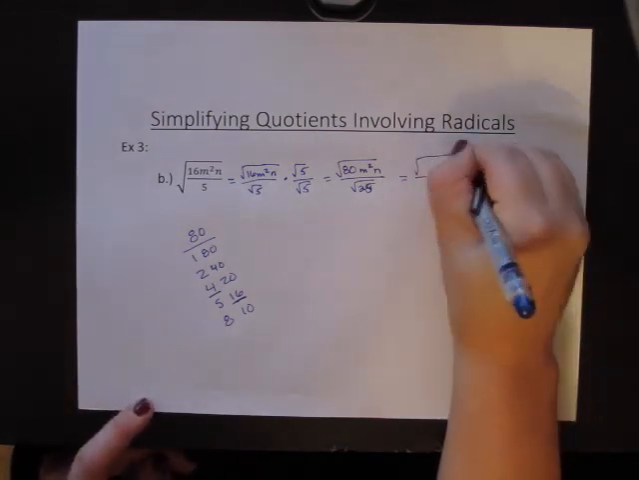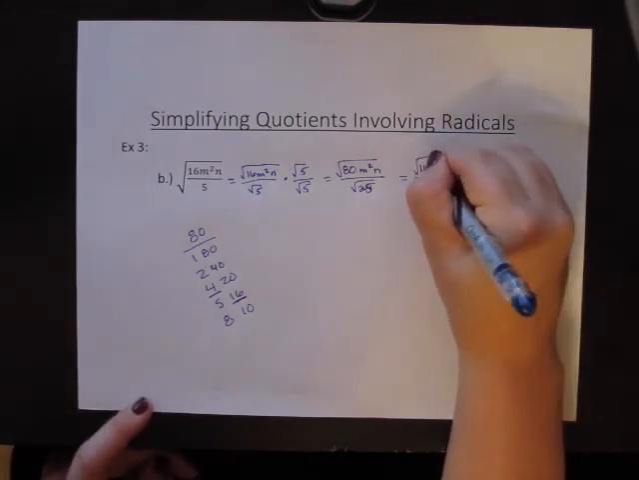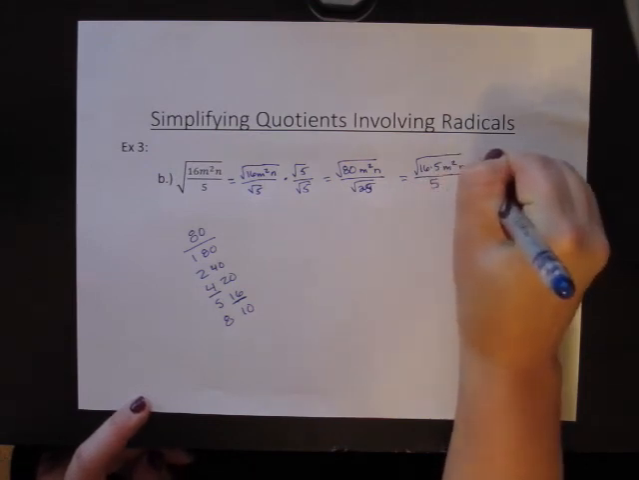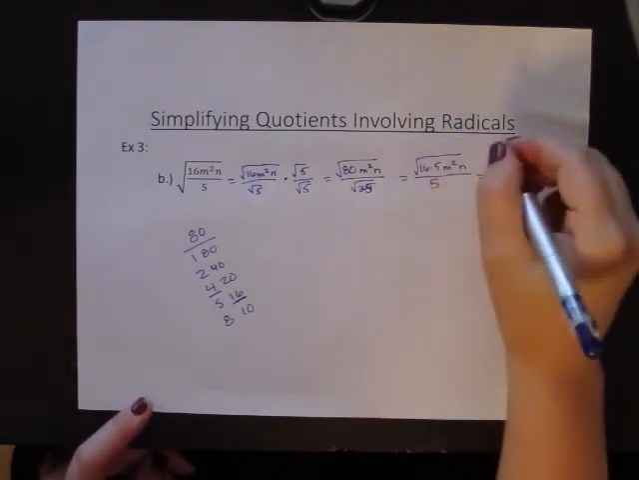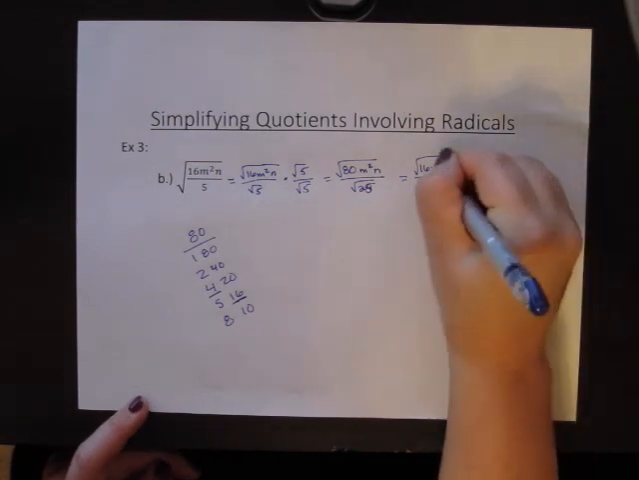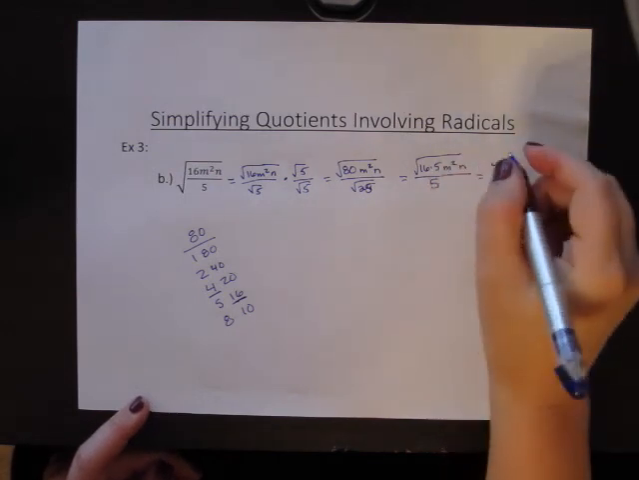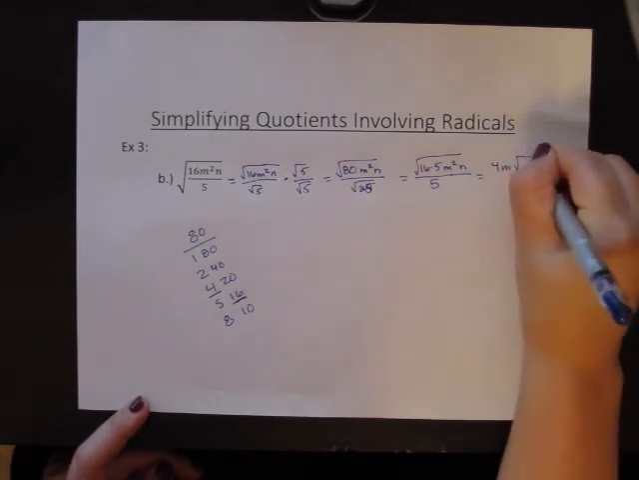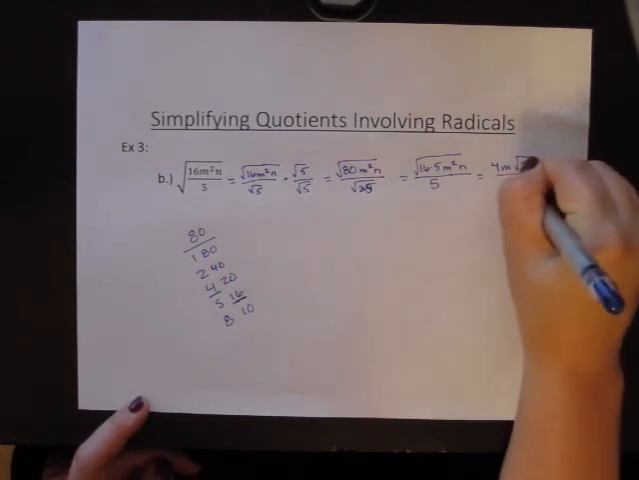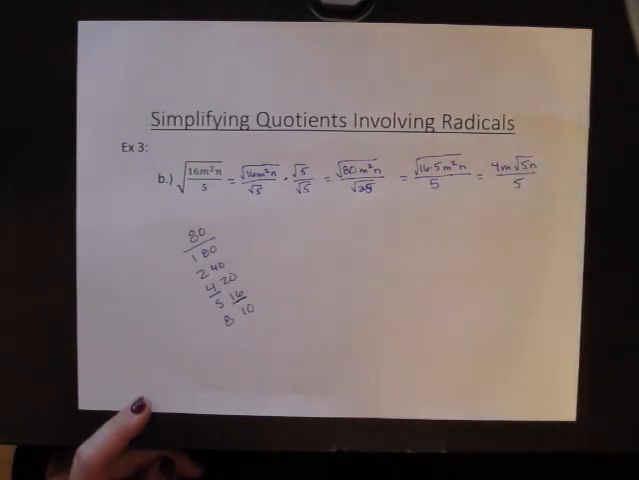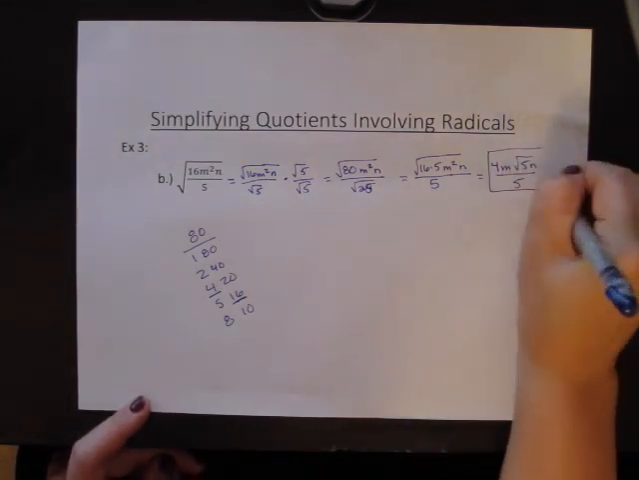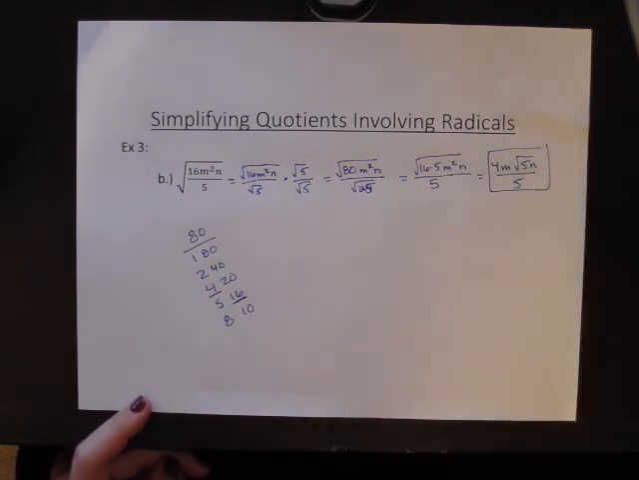So I've got the square root of 16 times 5m squared n. And this time we can pull out two things. The square root of 16 is going to be 4. The other one that I can divide out is the m squared, because we divide that by 2 and we're left with m. And then square root 5n over 5. Okay, look to see if there's anything I can cancel. There is not, so that's as far as I can take it.